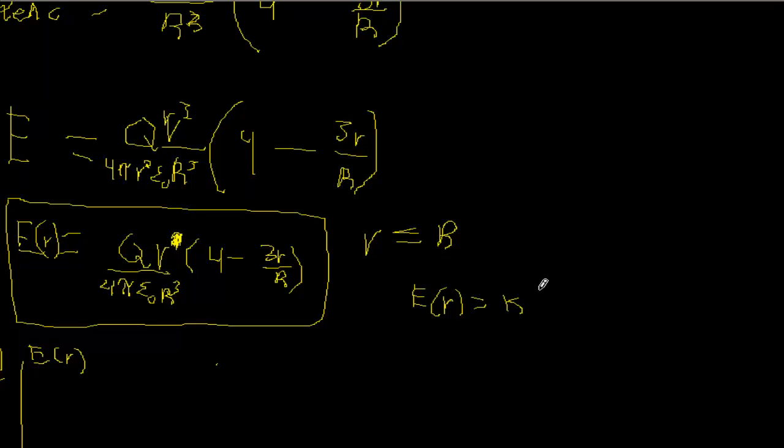Just for now, we'll just call it k, just to make writing easier. So the equation is 4r minus 3r squared, divided by big R. And mathematically speaking, what kind of equation is this? This is a parabolic equation.